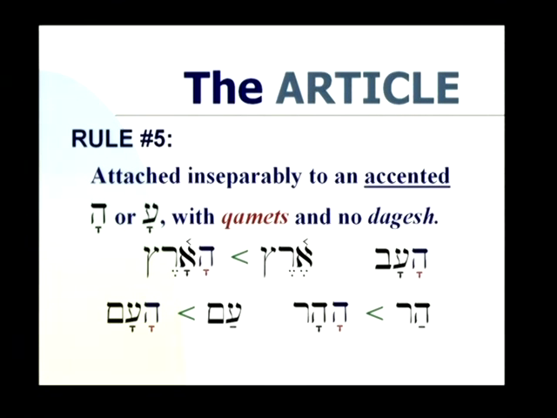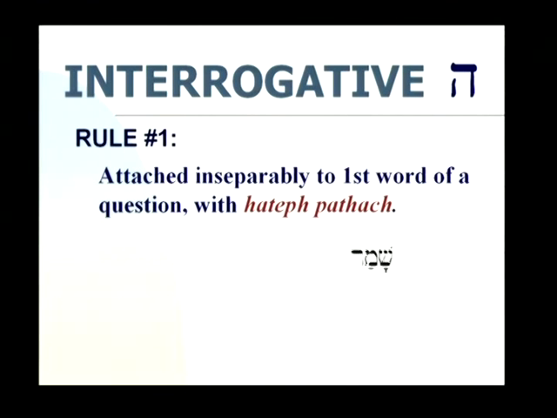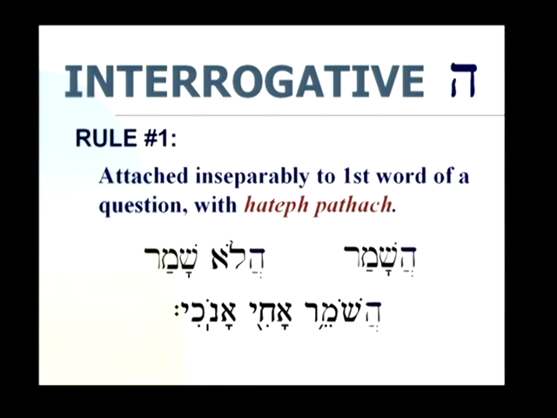We have the accented hey with comets or ayin with comets. Then the interrogative hey. Remember that the normal form is with a hatif pathak. And remember that the interrogative hey is always on the first word of a question. This would be an excellent question to ask, either as true or false, or just to have you complete, or just have some other means of asking it. The interrogative hey is always on the first word of a sentence. And notice here we had that in the instructions. The first word of a question. All right?